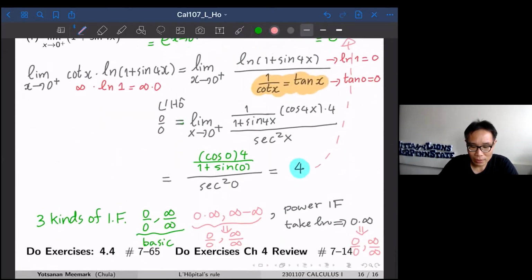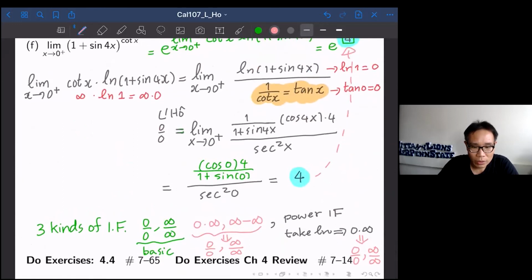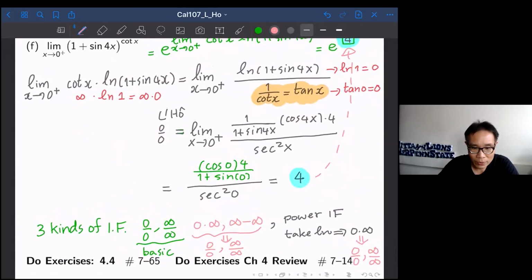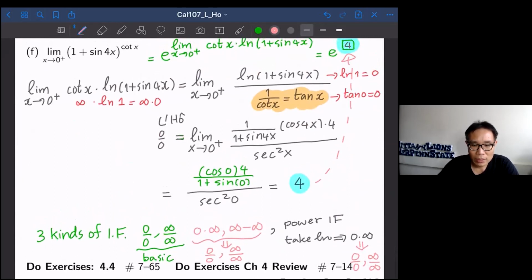And that is going to be your chapter 4 exercises on this topic, 4.4, 7 to 65, so you have many examples, and you have the chapter 4 review exercises, number 7 to 14, as well. So that's all.